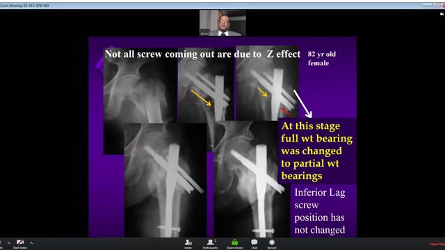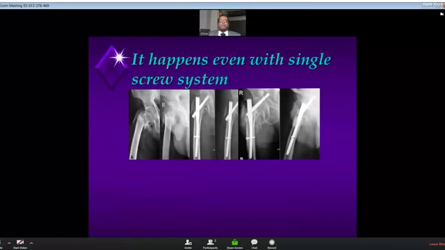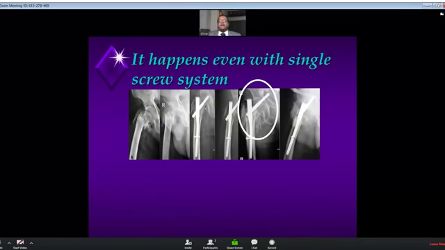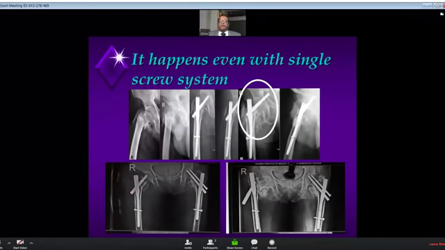So this is an osteoporotic backing out of one of the screws. Though it is called a problem in a two screw system, I say that it happens even with a single screw system. Here you can see the cervical screw in a PFN A2 walking inside, or the helical blade walking inside and penetrating into the acetabulum. And below you can see a PFN A2 walking out.